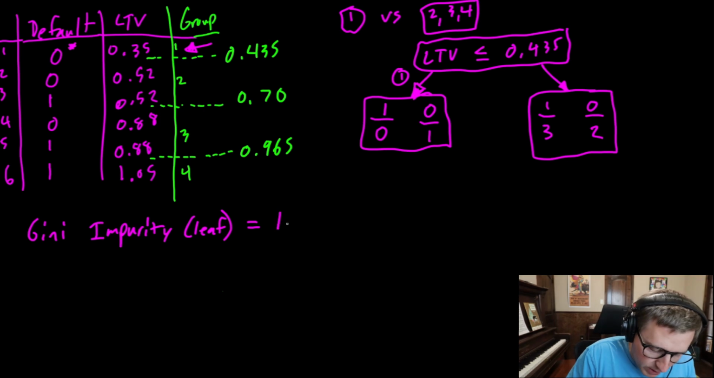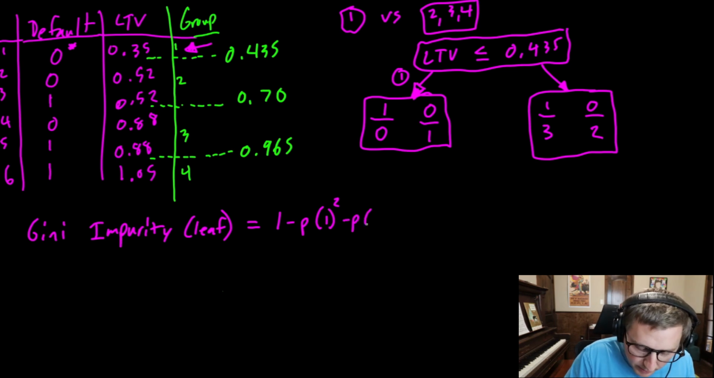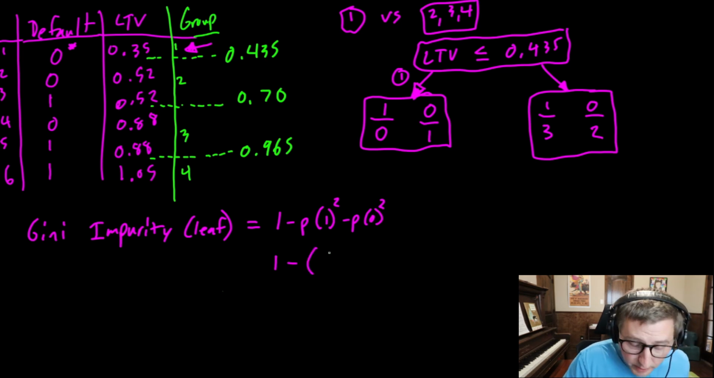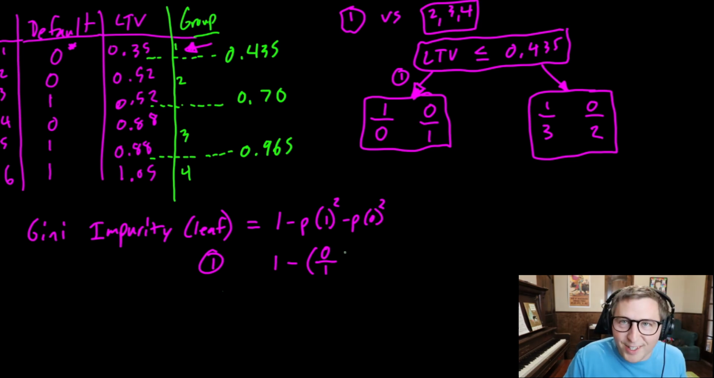And so we're going to have this equation of 1 minus the probability of the event, which is 1 occurring, squared, minus the probability of 0, the event not occurring, squared. And so in our example here, we're going to say, okay, 1 minus our probability of 1 occurring. So we're going to do this first leaf here. So this is leaf 1. We have 0 1 events, and there's a total of 1 observation here in this leaf.